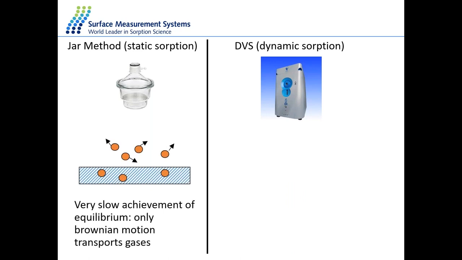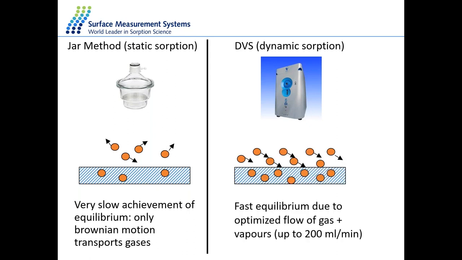The process on the left side, the jar method, is usually a static condition. There is no force that drives the reaching of equilibrium between the ambient around the sample and the sample itself. It's just diffusion. While in a dynamic vapor sorption, we have a carrier gas, usually 200 milliliters per minute of nitrogen or air, that we use to push molecules on top of the surface of the sample. And that is what allows us to reach equilibrium. So because it's dynamic, it will have a faster condition of equilibrium.